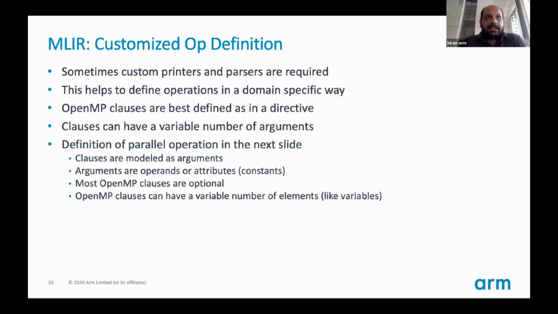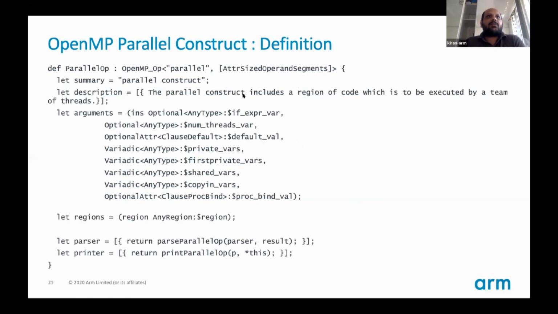In the next slide, I have a definition of the parallel operation. This builds upon the syntax that we saw in the previous slide for the barrier operation. Here you have defined a parallel operation as an OpenMP operation with name parallel, and it has some properties. As before, it has a summary and a description, but an additional thing here is that it has a list of arguments, which are the clauses. It has an if clause, a num threads clause, a default clause, and a lot of other things.